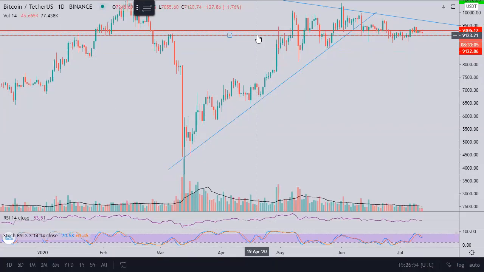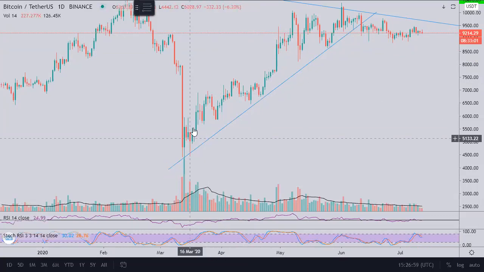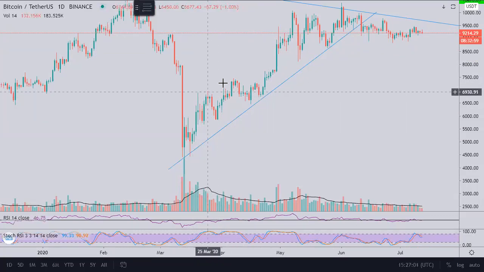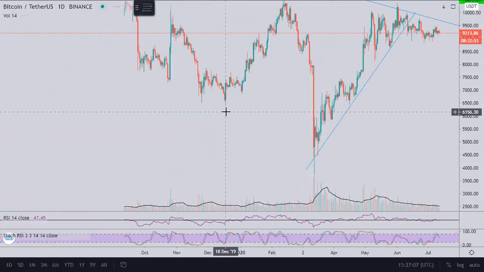Let me clear all this stuff so that it doesn't confuse you guys. All right. So that is how we say a market is trending up, because it keeps making higher highs and higher lows. On the other hand, if it's trending down, let me look for something.